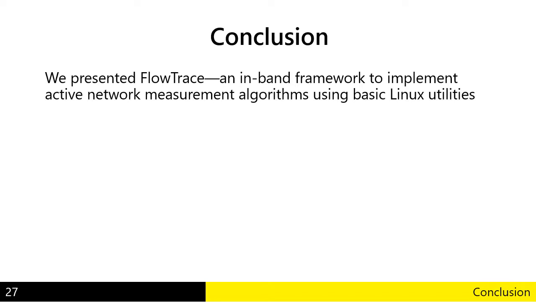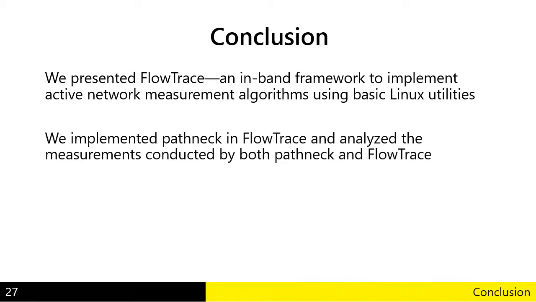So in this talk, I presented FlowTrace, which is a framework to allow for an in-band implementation of the active network measurement algorithms proposed in prior literature. We implemented FlowTrace using basic Linux utilities. We do not require any changes in the Linux kernel or any specialized hardware. Therefore, we can run and deploy FlowTrace on any commodity hardware, thereby allowing for wide-scale deployment.